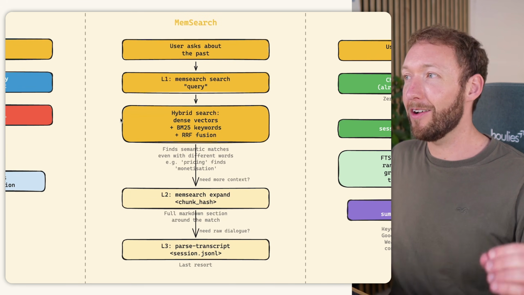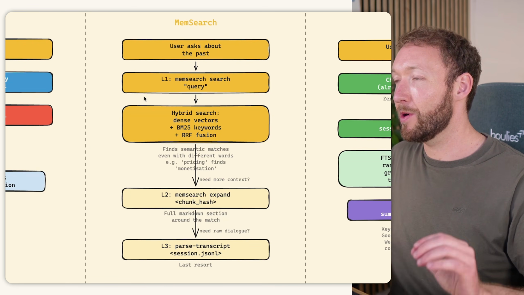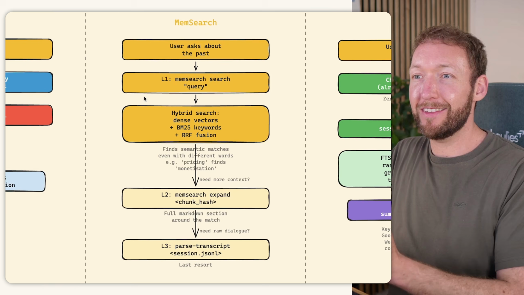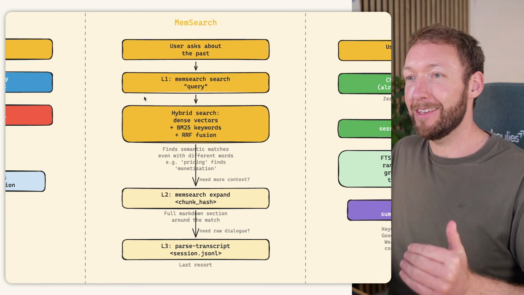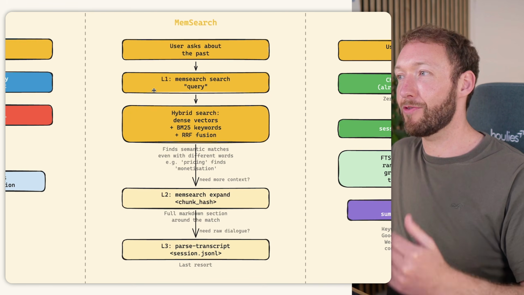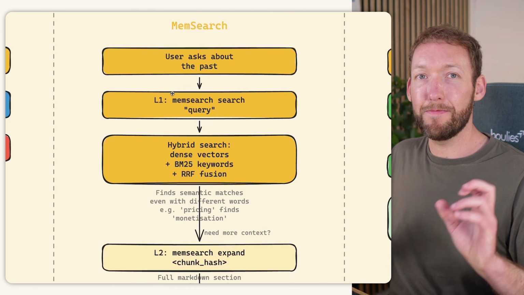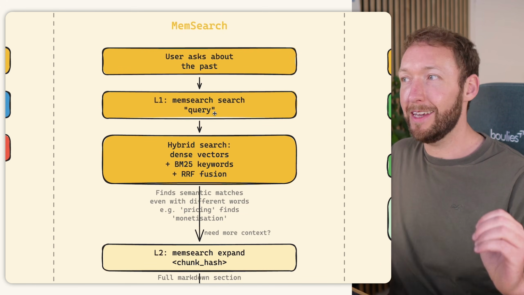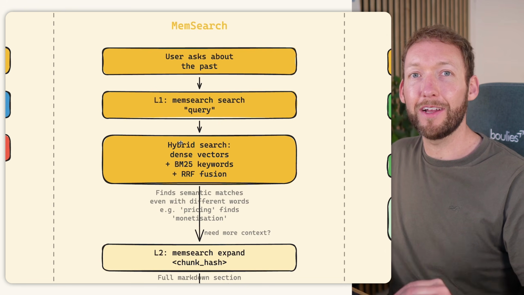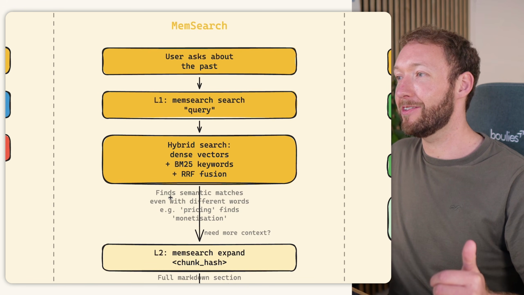If a user were to ask about something from the past week, the past month, the past 6 months. Well, MemSearch has a really powerful 3-tier retrieval system that basically only goes deeper if it needs to. It works on the same principles of progressive disclosure. So a user asks a question about the past, and we're going to use the MemSearch search query. It's basically going to convert your query into vectors so that it can go and find in the vector database where we stored the information earlier, semantic matches for your query.